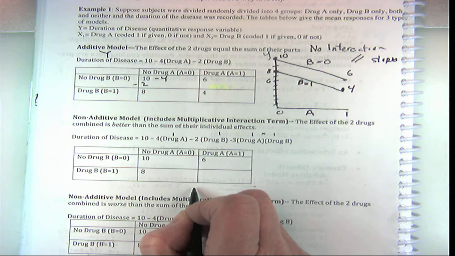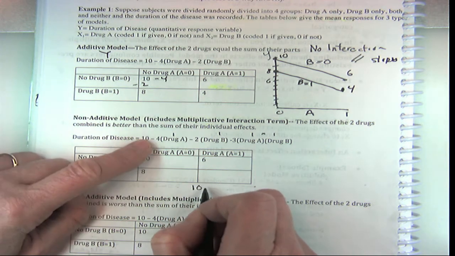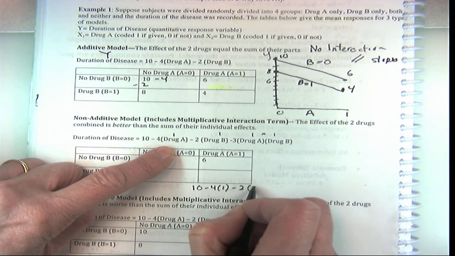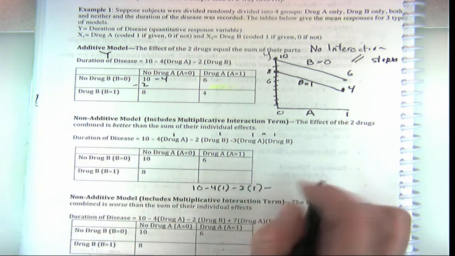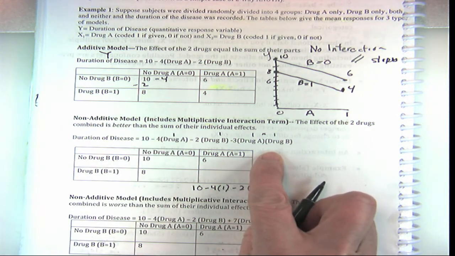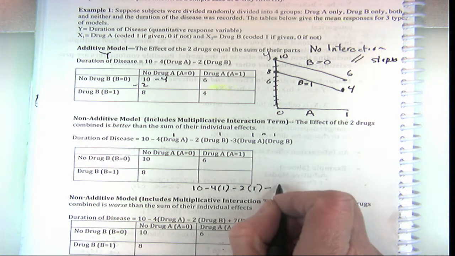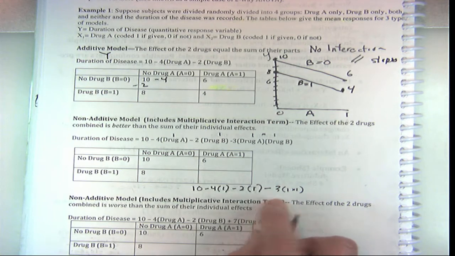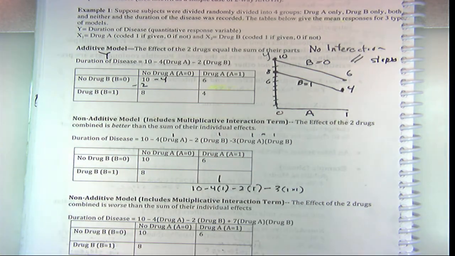So you have 10 minus 4, the presence of drug A, minus 2, the presence of drug B, and then it has this interaction effect where it even helps you more. And now your disease only lasts 1 day. So it has a synergistic effect. They help each other, the two drugs. They're more than the sum of their parts.